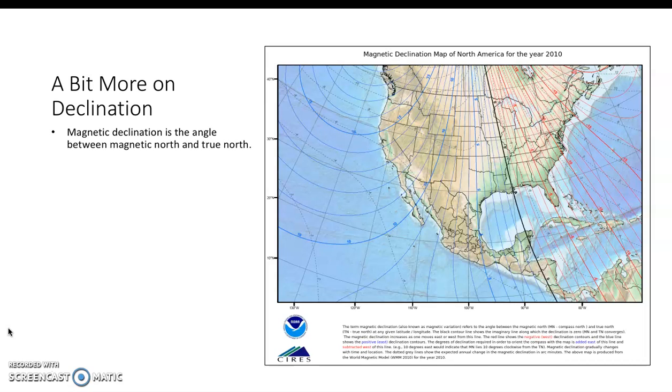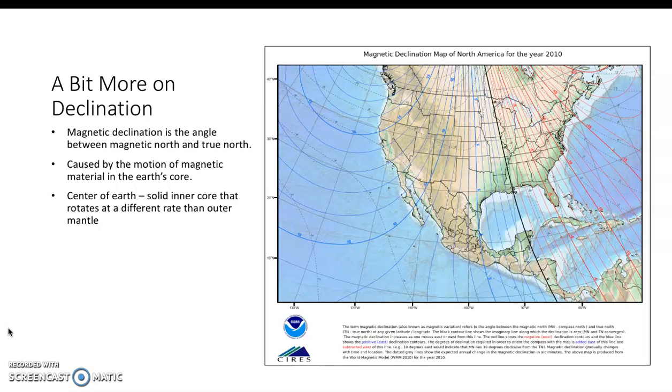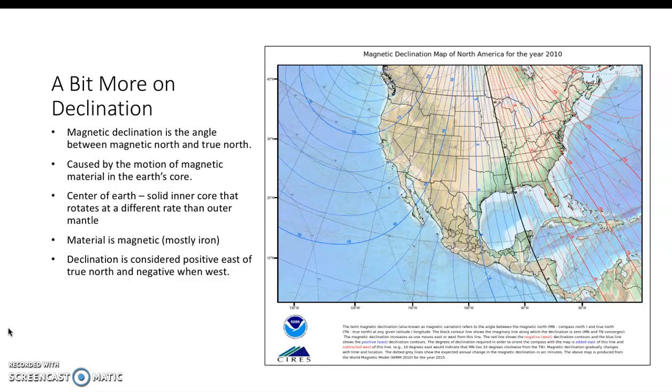A bit more on declination. So as I said before, it's the angle between magnetic north and true north. It's caused by the motion of magnetic material in the Earth's core. The Earth is made up of a bunch of heavy metals, and it rotates at a different rate than the outer mantle. The material is magnetic, and as it rotates, it changes declination over the years. So declination is considered positive if it's east of true north, and negative when west of true north.